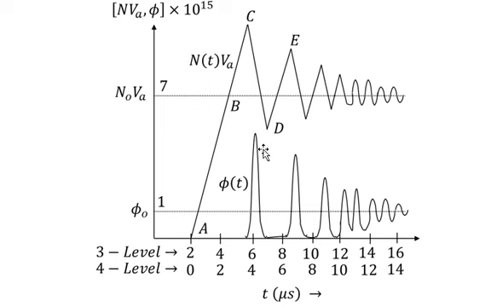Similarly, you can see that the number of photons increases, decreases, stays constant, then again increases, decreases, stays constant, and so on. These cycles also repeat with diminishing amplitudes, and then it will converge to the constant value, or the critical value, of the number of photons in the cavity.